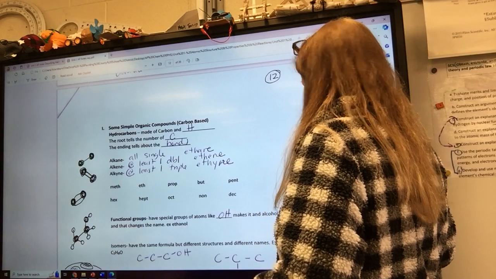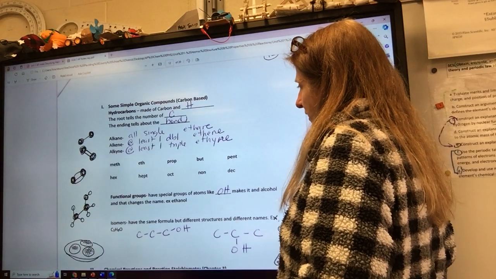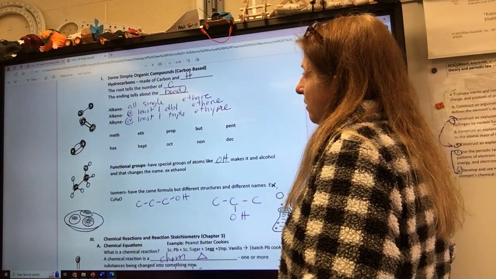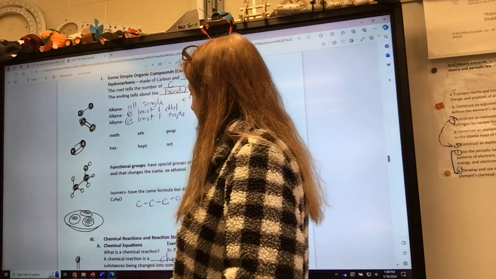So if you're a STEM major, you probably have to have organic, at least 2 years. Okay, can I go from that? Everybody got your numbers written down there? So this is our alkane, there's our alkene, there's our alkyne.